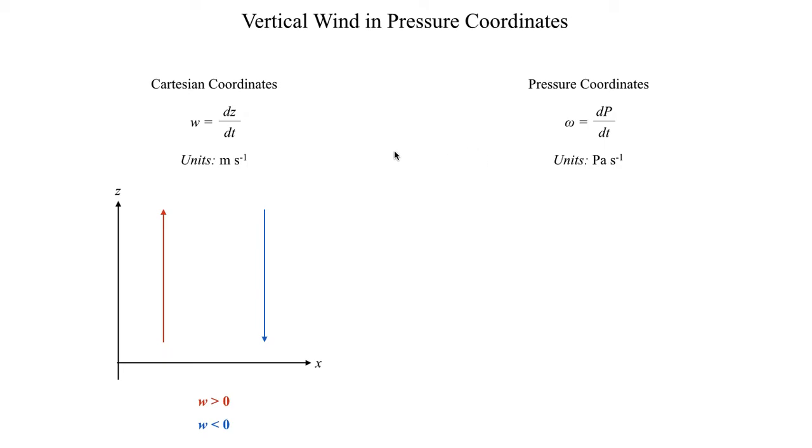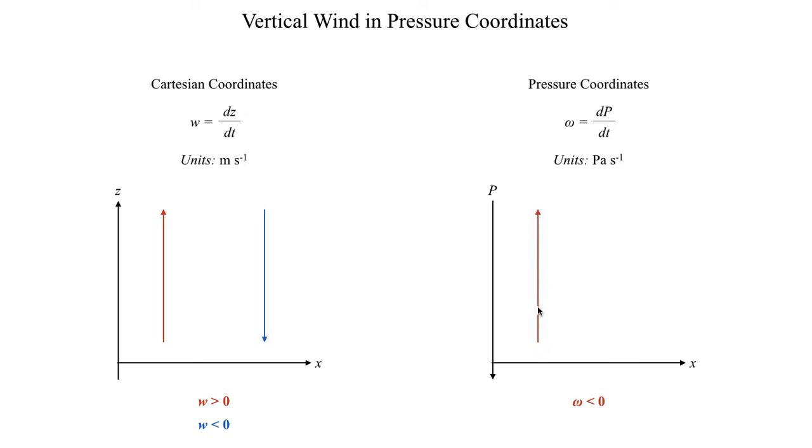And if we take a look at how this looks on some sort of plot, again, pressure increases as we go downward, in contrast to when the z-coordinate increases in the Cartesian grid. In pressure coordinates, the pressure increases as you go downward. Now let's take a look at the same arrow where we had rising motion in the Cartesian grid. So we still have rising motion here.